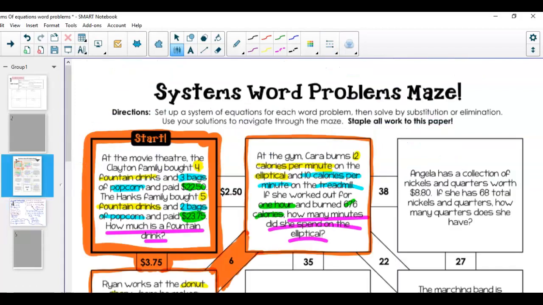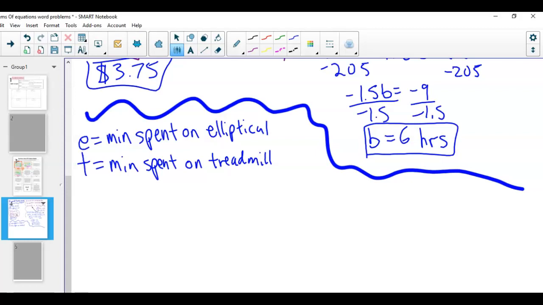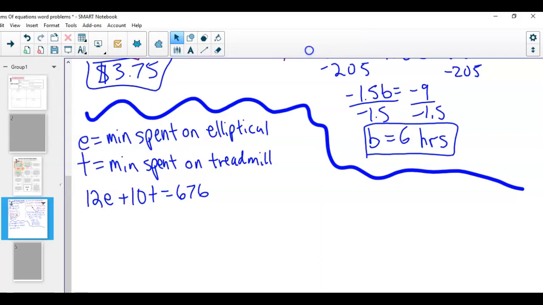We know that she burned 12 calories on the elliptical. We know she burned 10 calories on the treadmill. And if we were to multiply those two numbers by the time spent, we would get the total number of calories she spent. So the number of calories, 12, times the number of minutes, plus the number of calories on the treadmill, 10, times the number of minutes equals the total number of calories she burned altogether.